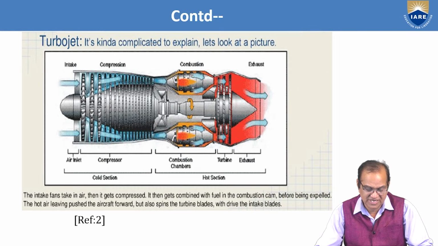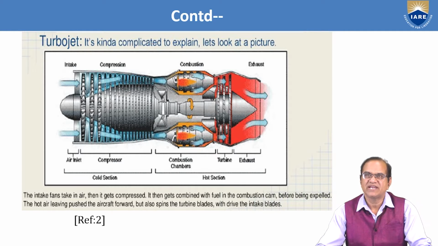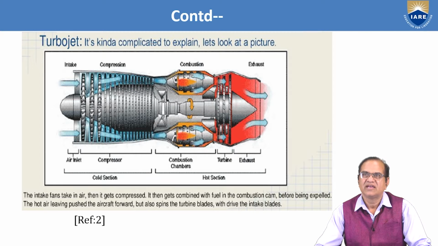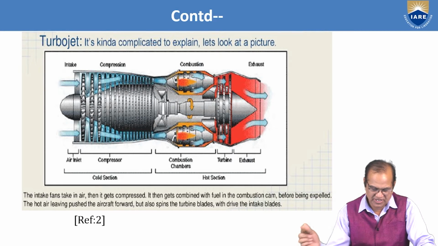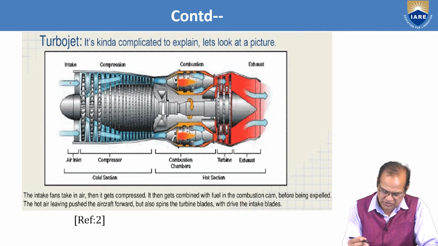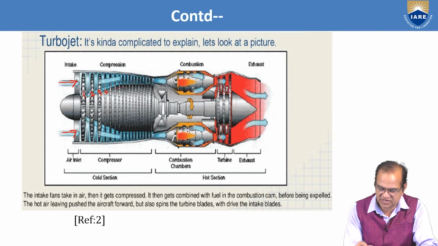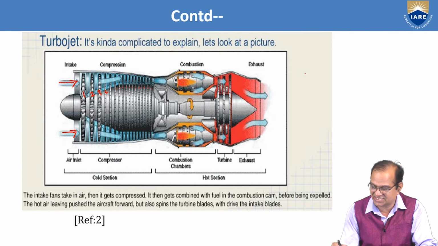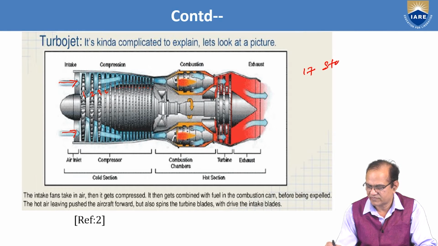I will talk about the second one, a turbojet. It's a kind of complicated to explain. Let's look at the picture. I am going to explain slowly. Here you can see that air is entering from here. These are the compressors. We have many stages of compressor: 1, 2, 3, 4, 5, 6, 7, 8, 9, 10, 11, 12, 13, 14, 15, 16. Here it is shown the 17 stages of the compressor.